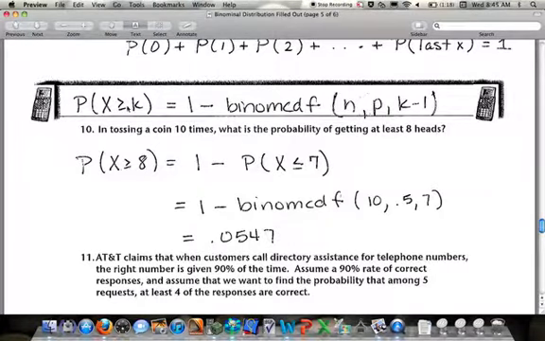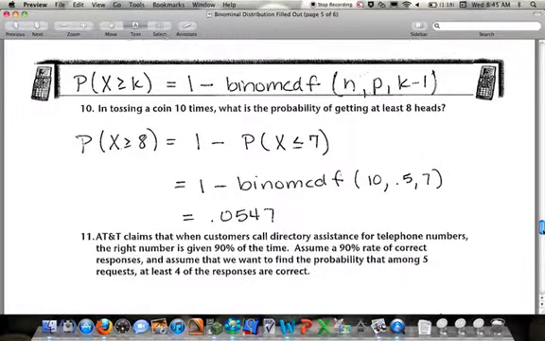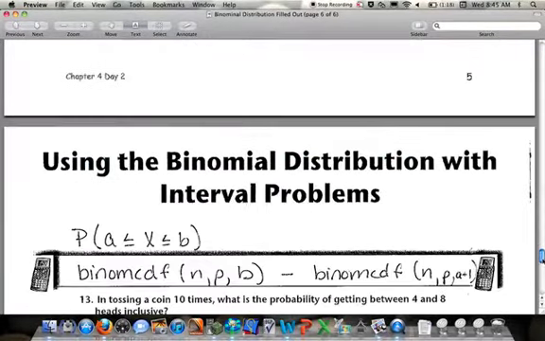You can generalize this formula. If you're trying to do at least k, it just is 1 minus the binomial CDF of n, comma, p, comma, k minus 1. So like at least 8, it was just 8 minus 1, so that's why I have the 7 there. Go ahead and do the rest of those.